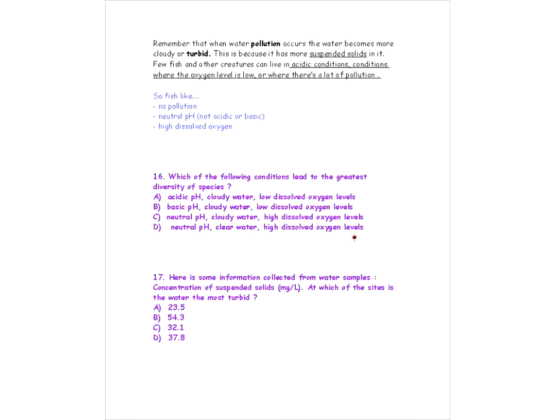Next question says, here's some information collected from water samples. It shows the concentration of suspended solids in milligrams per liter. At which of the sites is the water the most turbid? In other words, when we talk about turbidity, that's pollution. When you have a high amount of suspended solids, that's going to be the most polluted. So we're looking for the largest number. It's the greatest amount of weight of solid in a certain amount of volume. So that's going to be 54.